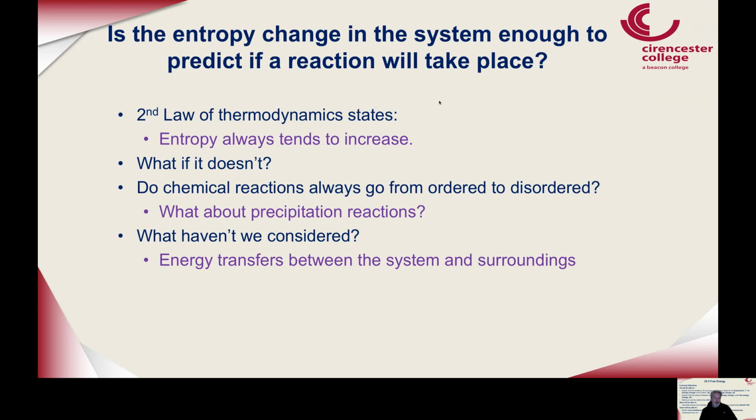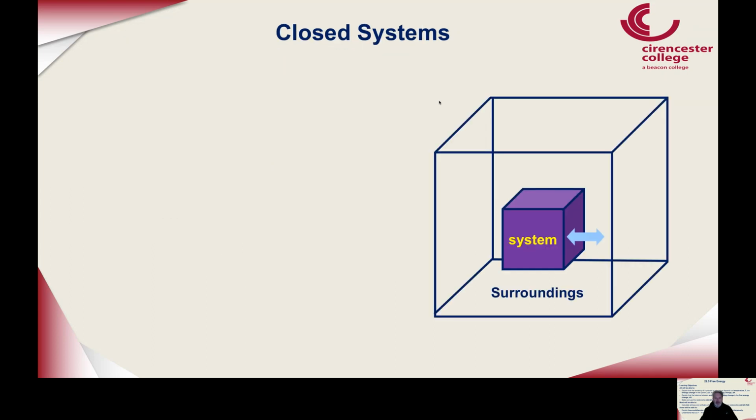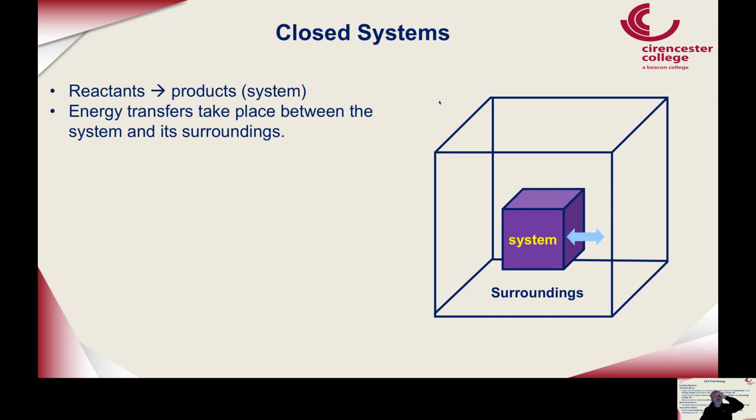We haven't considered what's happening in terms of the energy being transferred between the system and the surroundings. If we have a closed system, the reactants will become products. That is the system. The chemicals are the system. But energy will be transferred between the chemicals and everything that's surrounding them.